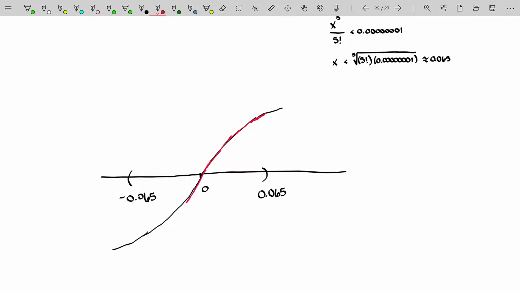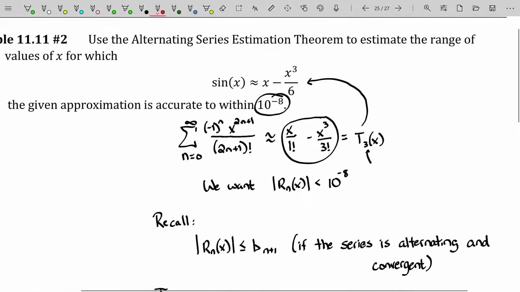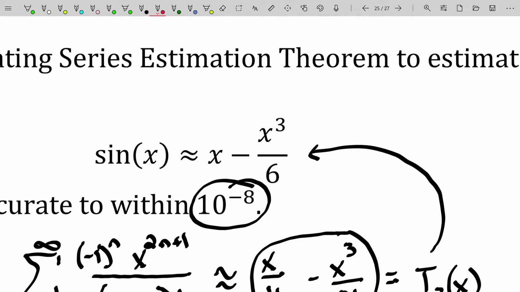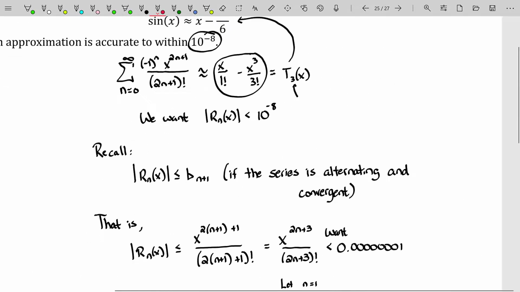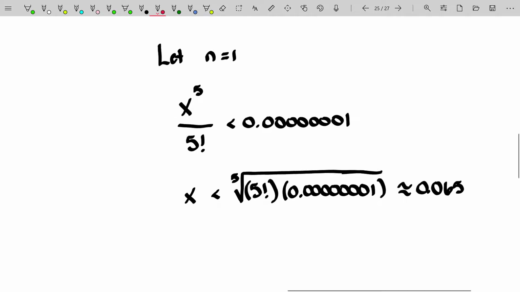However, the moment you get outside of this interval, that difference between the two functions grows to greater than 10 to the negative 8th. And you could check this using Desmos if you want to. Go ahead and graph the sine of x and then subtract from that x minus x cubed over 6. You'll have to do a lot of zooming in. I was going to show a video of this, but the reality is you have to zoom in so close that it almost defeats the purpose of the conversation. But it is true that this inequality does hold as long as x is less than 0.065 in magnitude.